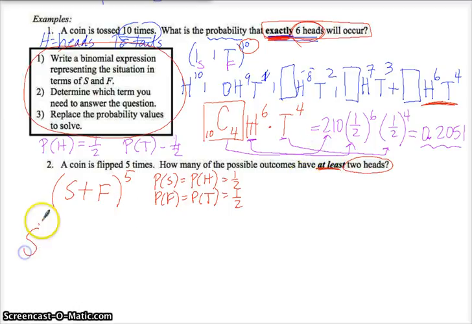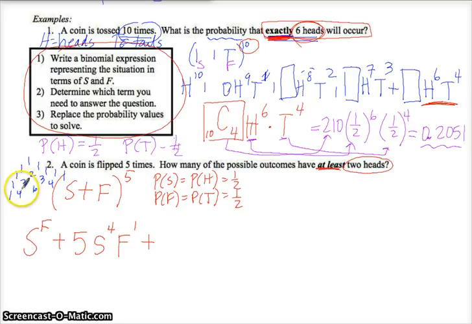So we have s to the 5th power plus 5 s to the 4th power f to the 1st power plus, okay, now I'm stuck. Well, this is only to the 5th power, so I can use Pascal's triangle. So that's 1, 1, 1, 1, 2, 1, 1, 3, 3, 1, 1, 4, 6, 4, 1. Remember, I'm adding the numbers above. So this is 1, and then 5, 10, 10, 5, 1. So here are my coefficients to the 5th power.